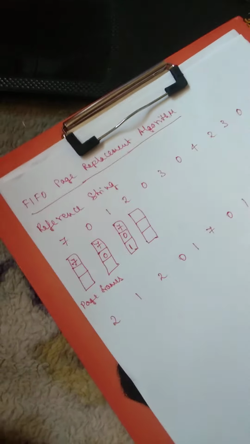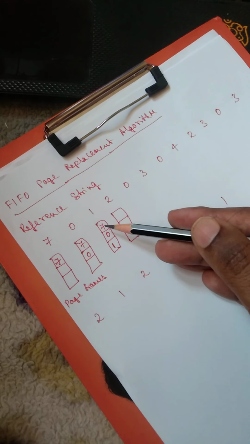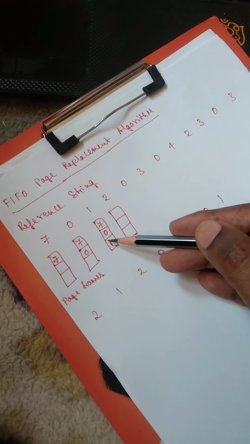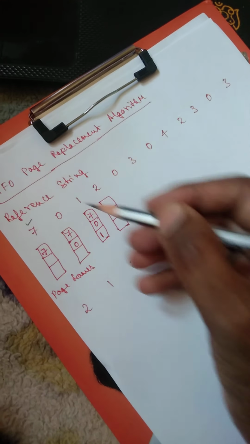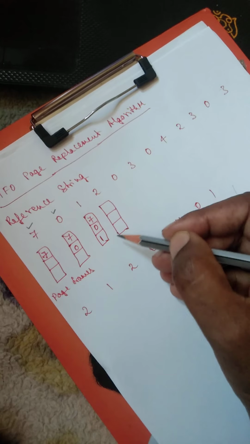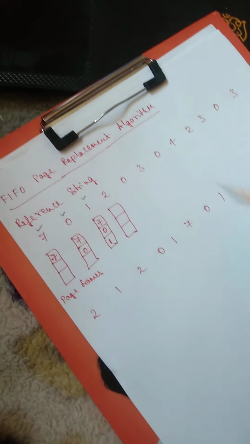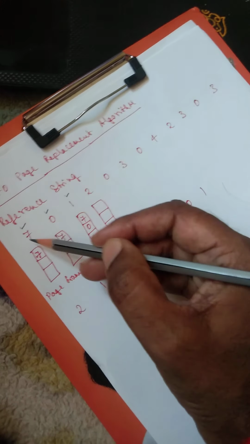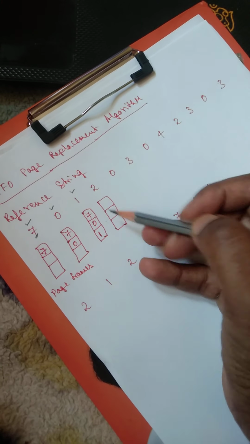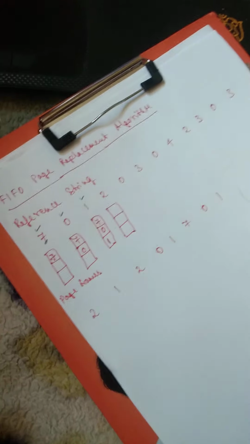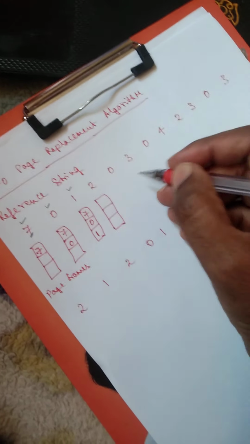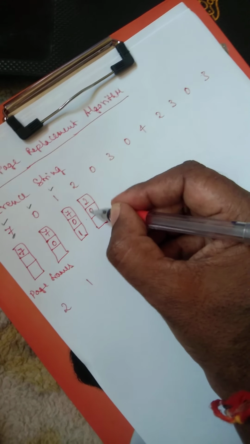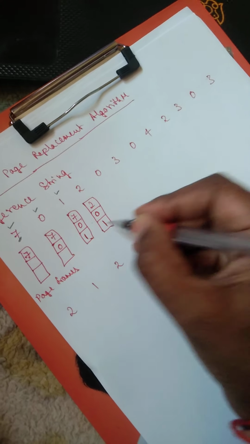Now I need to select the victim among 7, 0 and 1, which is the frame which has come first into this page table. 7 is over here, 0 is over here and 1 is over here. So which is the frame that has come first into this page table? 7 is the first frame which has come into the page table. So I need to select 7 as the victim, and in place of 7 I'll replace this 2, and 0 I'll retain and 1 also I'll retain.